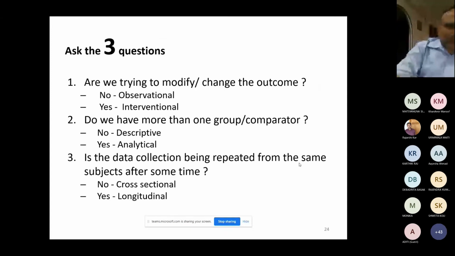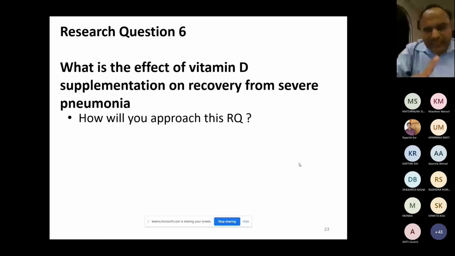तो अभी इसको हम देखते हैं क्या करना है 3 question approach में. So are we trying to modify, change the outcome? We'll go back to the research question. What is the effect of vitamin D supplementation on recovery from severe pneumonia? हाँ, हमारा यहाँ पे ऑब्जेक्टिव है कि जो रिकवरी है वो कहीं ना कहीं हम उसको मॉडिफाई करने की कोशिश कर रहे हैं ये इंटरवेंशन करके. ये जो हम दे रहे हैं विटामिन डी, इसको देकर probably we want to improve the recovery. We are trying to modify the outcome.